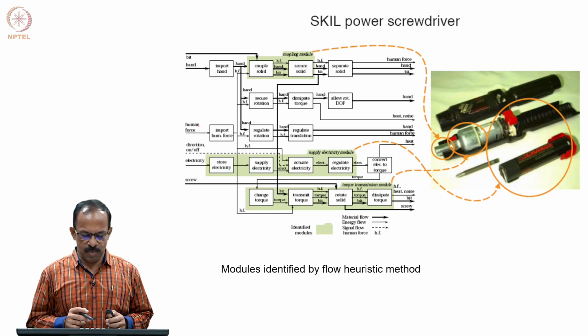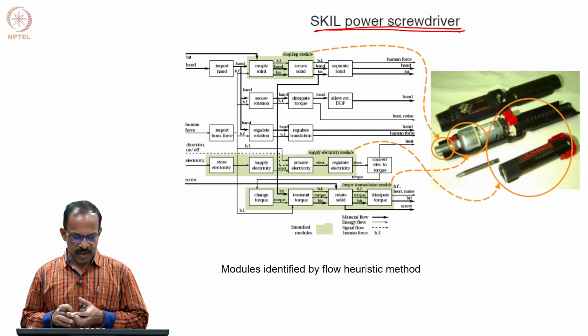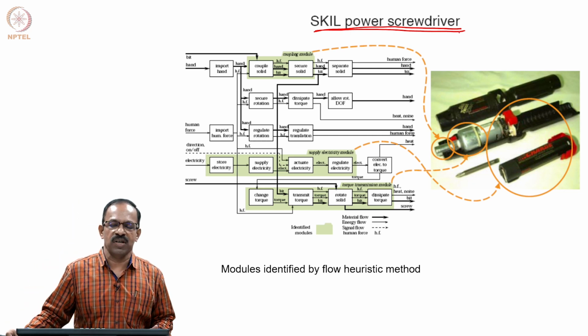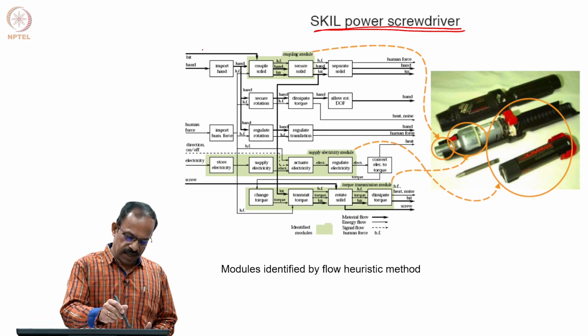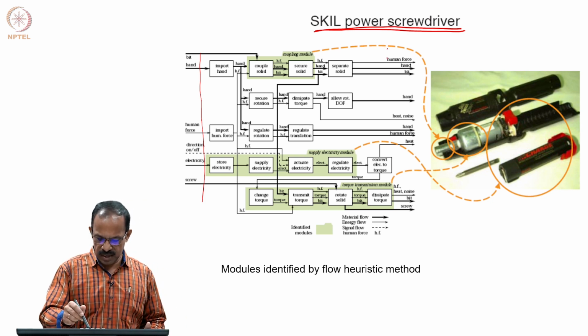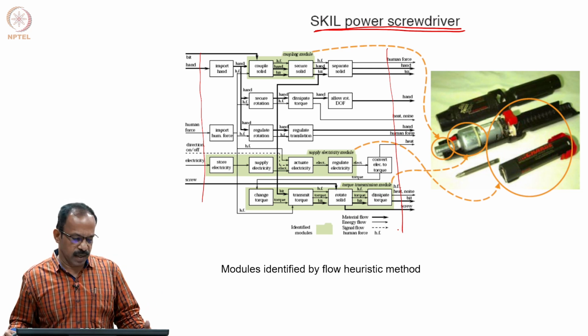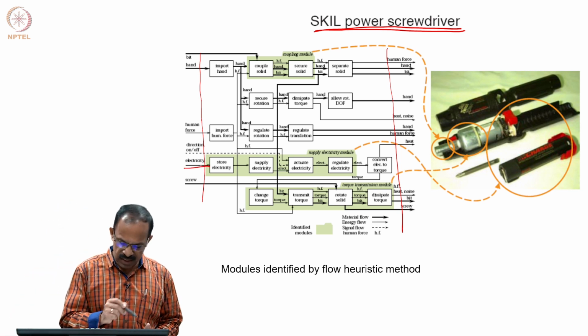We will take another example here, again a power screwdriver. We saw this function structure earlier. These are the inputs: you can see the hand, human force, electricity, and screw, and then these are the outputs that you can see. Now here again you can apply the dominant flow heuristics.